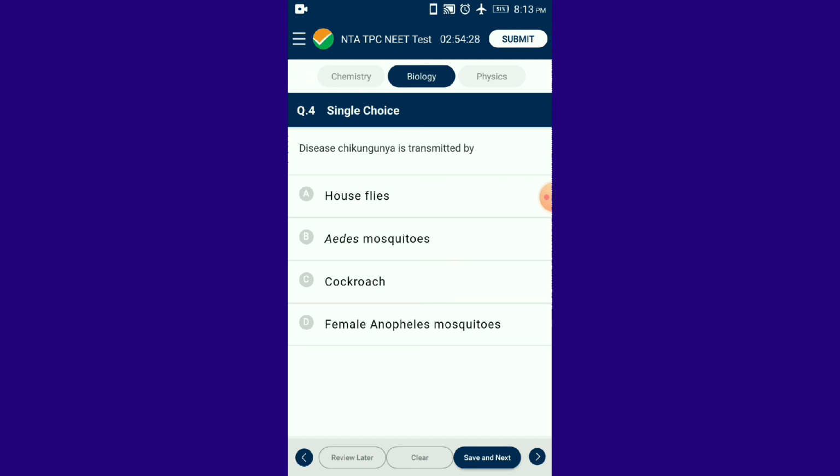Question number 4. The disease chikungunya is transmitted by. The disease chikungunya is transmitted by the Aedes mosquito. The chikungunya virus causes chikungunya fever; joint pains and fever are its symptoms. So the answer for this question is option B, Aedes mosquitoes.